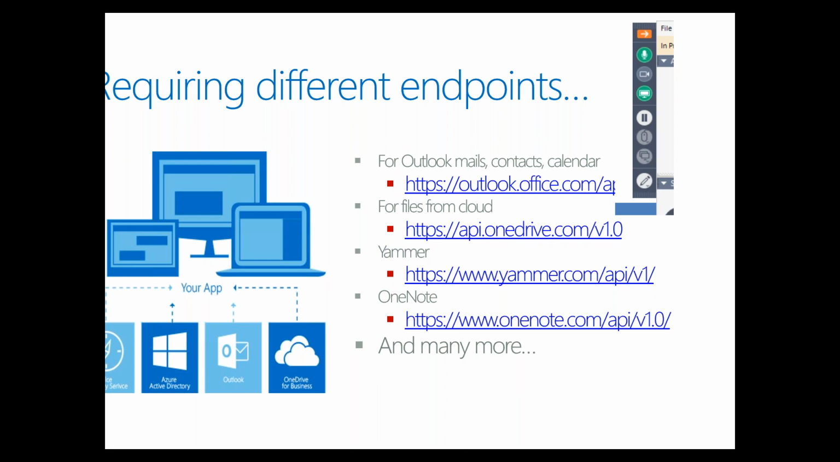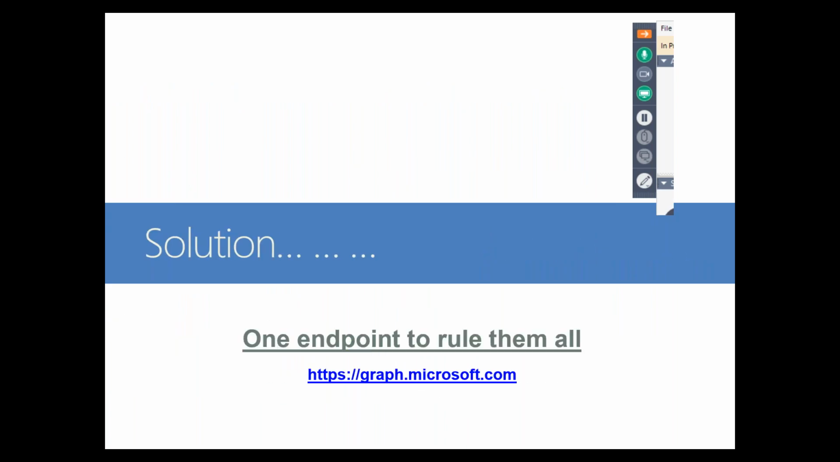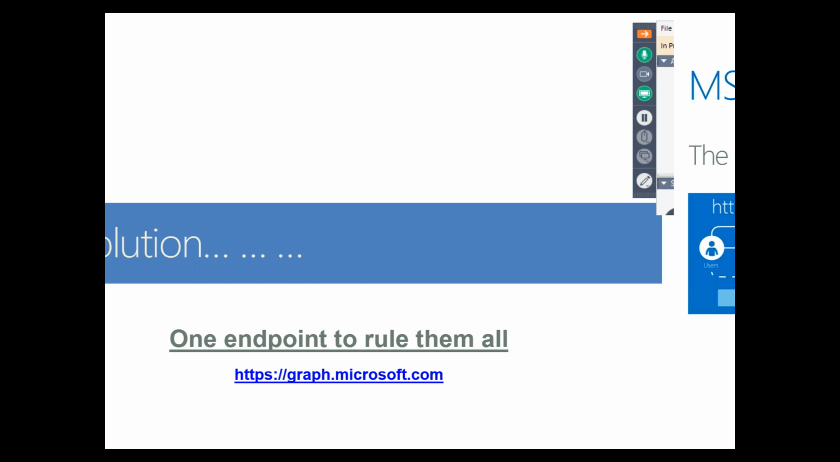So the point is that if there are so many products in Office 365 and so many offerings, then to access that data, you need to connect with different APIs and deal with that. The problem is that you have to do multiple token management and everything. So the solution is one endpoint to rule them all.